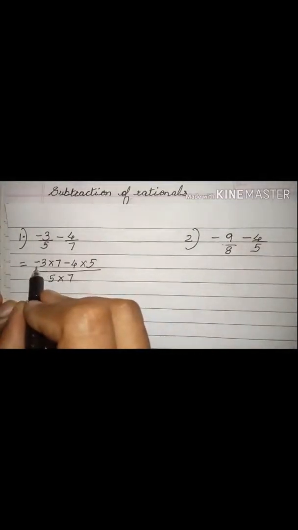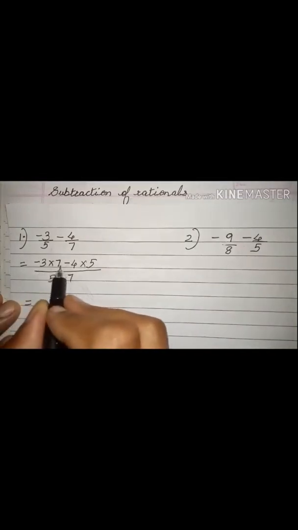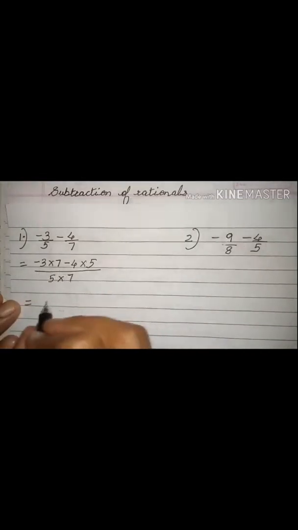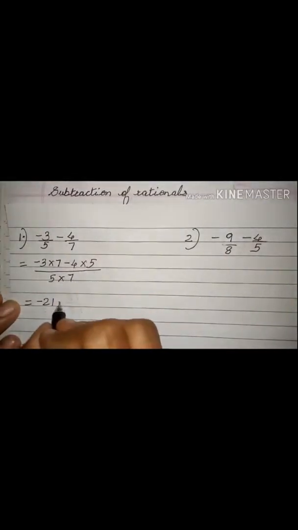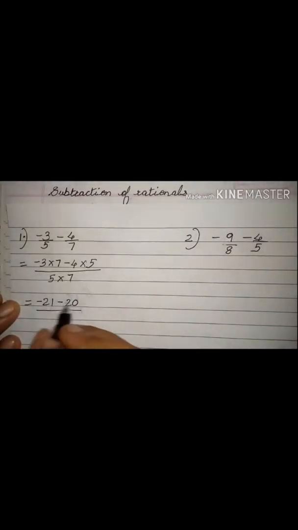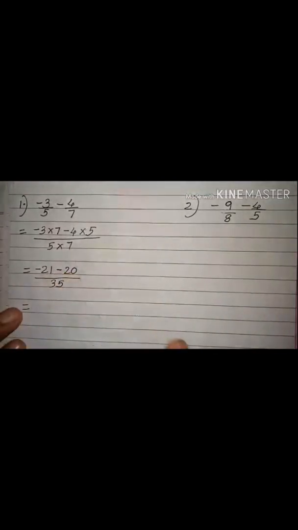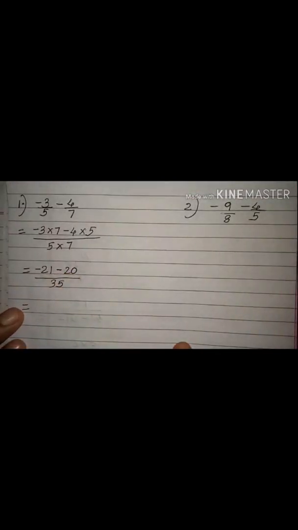Now solve this. Don't forget the minus sign. Don't put brackets. So 7 3s are 21, but you have a minus sign. 5 4s are 20, but you have a minus sign. And you have down 5 7s are 35. Is that clear? Now you know that, children, when both the numbers are negative, what you will do? Add and put the minus sign.